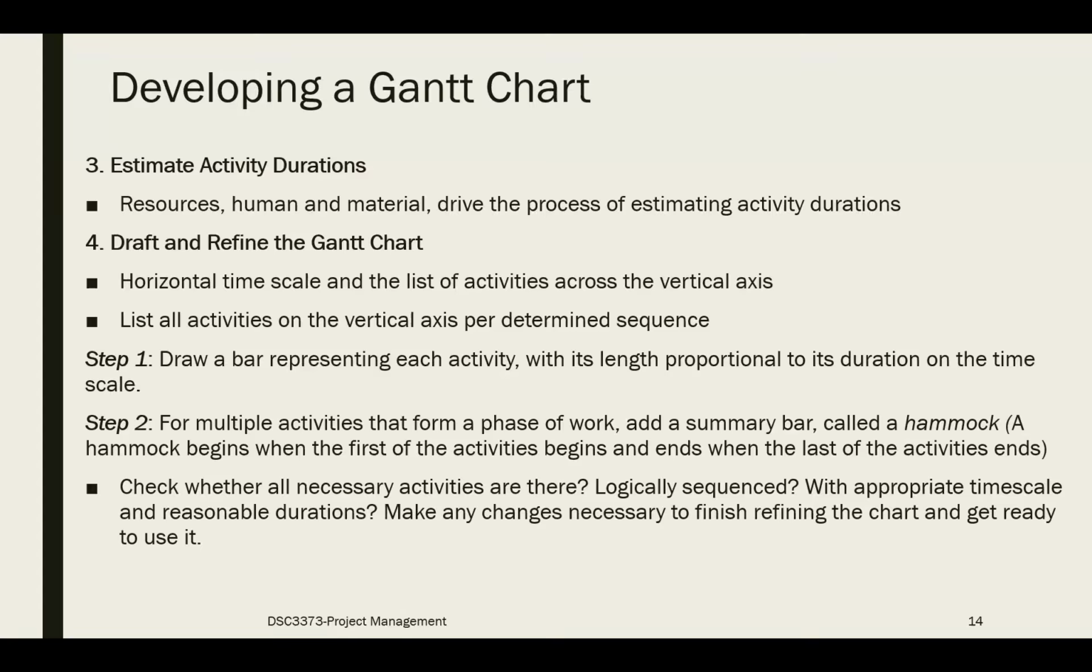And then the fourth step is you can draft the Gantt chart, right? You can use a horizontal time scale and list all the activities on the vertical axis. And then first, you draw a bar representing each activity, and the length will be proportional to the duration on the time scale.